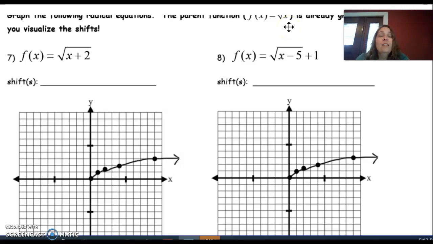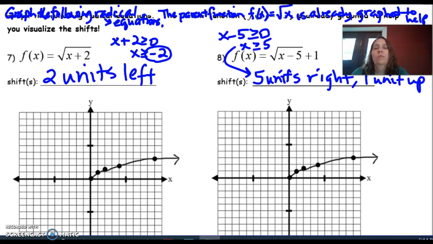Or if you don't have a printer and you're copying this down, the top row says graph the following radical equations. The parent function, f of x equals the square root of x, is already graphed to help you visualize the shifts. I'm going to go ahead and write that in there just for those of you who might not have access to a printer. But then go ahead and see if you can figure out the shifts for number 7 and 8. All right, hopefully that helps having the directions written up there for those of you who couldn't see them otherwise.